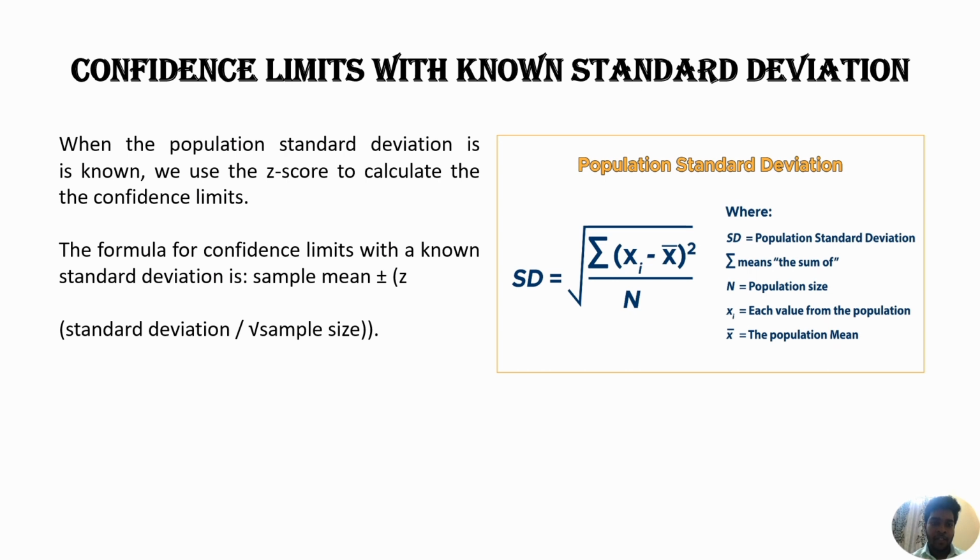When the population standard deviation is known, we use the z-score to calculate the confidence limits. The formula for confidence limits with a known standard deviation is sample mean plus or minus z times standard deviation divided by the square root of sample size, where SD represents the population standard deviation, sigma means the sum, n is equal to the population size, x suffix i is each value from the population, and x bar is equal to the population mean.